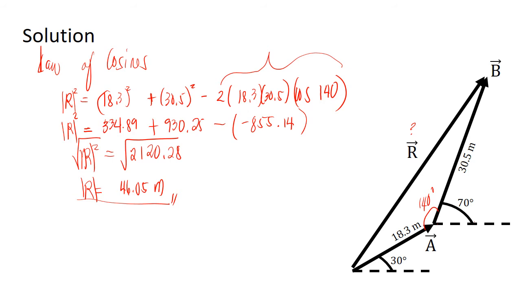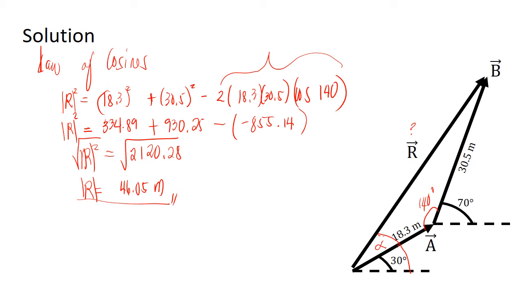To complete the vector, we need to find the direction. And to find the direction, we need to get this angle. The direction should always be with respect to the reference line or the horizontal line. So the actual direction of r is from the vector r to the reference line. However, we know that from the reference line to vector A, as you can see in the figure, that is already 30 degrees. So I only need to get, let's name this angle alpha, the angle between vector A and vector r.